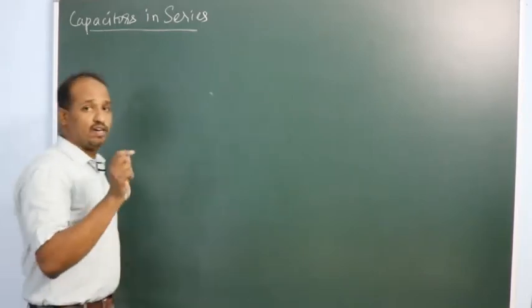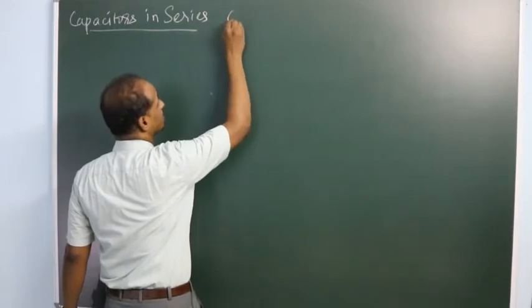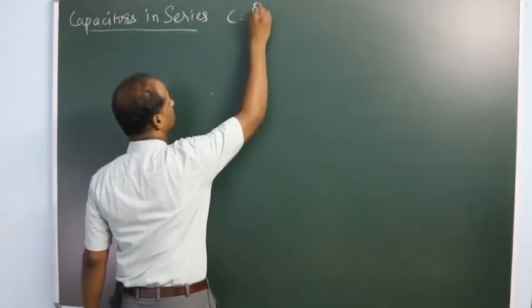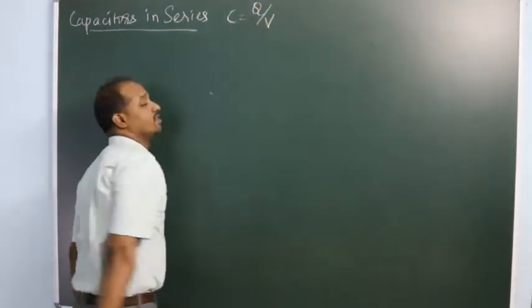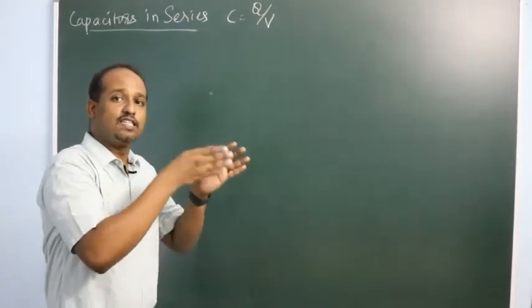So far, what we have learnt about a capacitor is that the capacitance of a capacitor is the ratio of the charge built to the potential difference across the capacitor. So across each capacitor there is a potential drop.